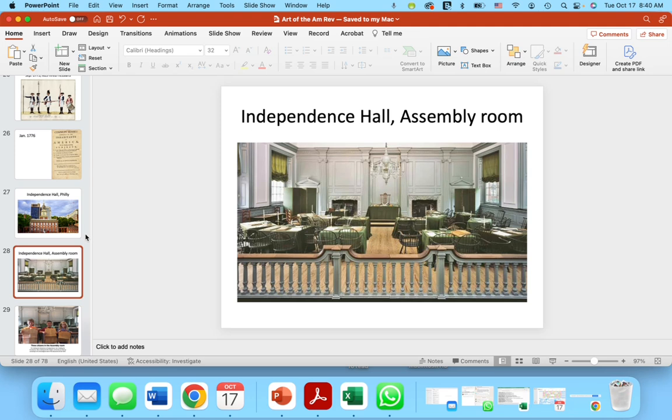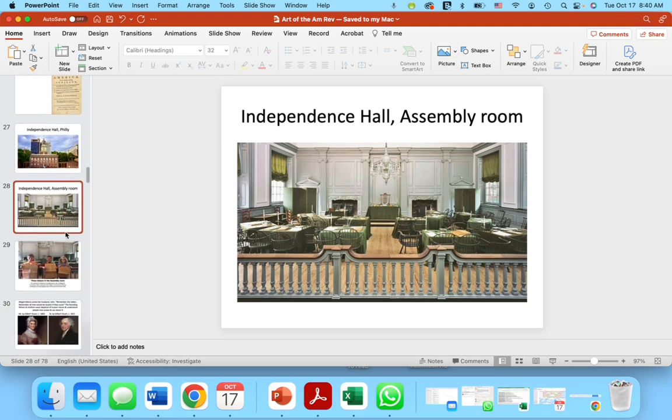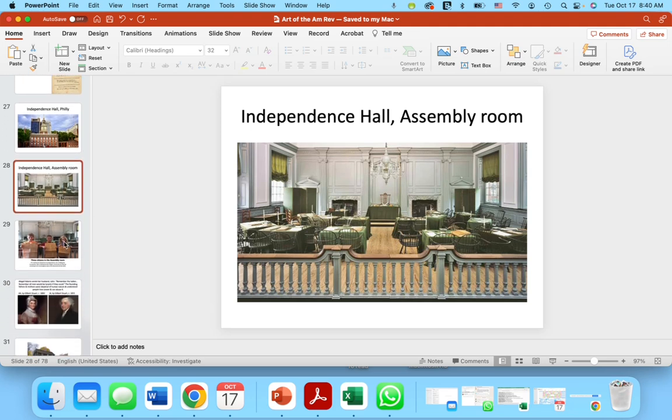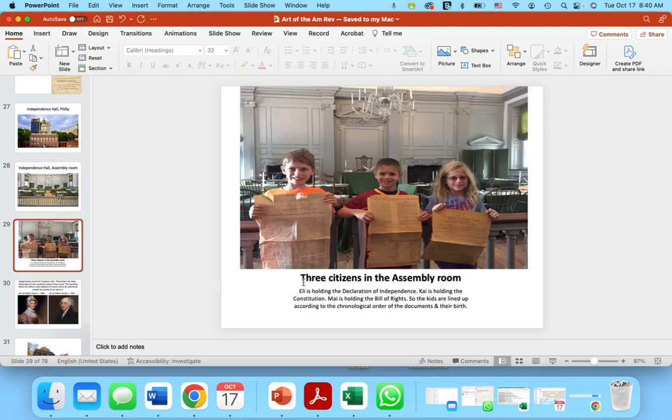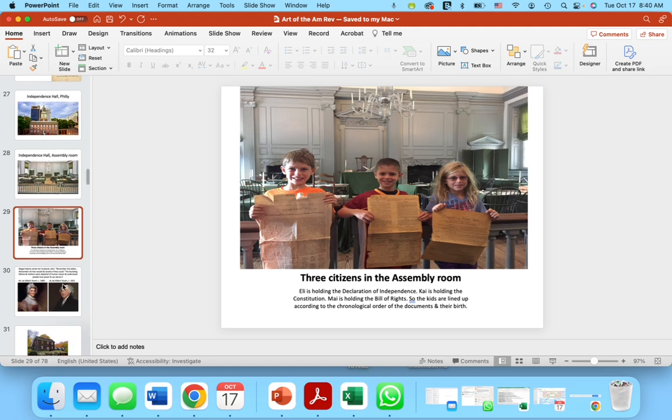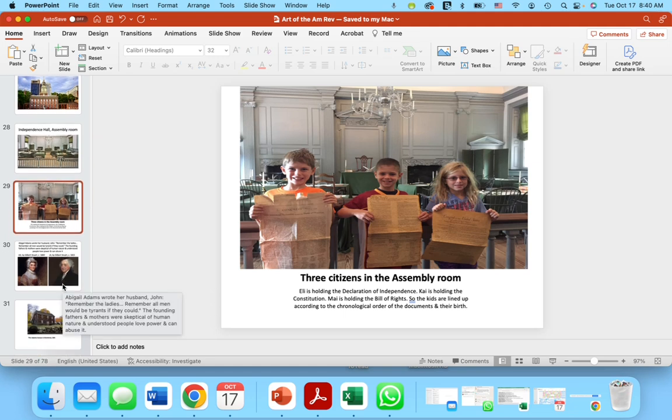This is Independence Hall. This is where the founding fathers met and voted and discussed and wrote these incredibly important documents. I took my kids there a couple years ago. Here's Eli, Kai, and Mai, and I arranged the documents in chronological order. This is the Declaration of Independence, 1776. This is the Constitution, 1787, and the Bill of Rights a couple years later to please the anti-federalists who were worried that the central government would be too strong.